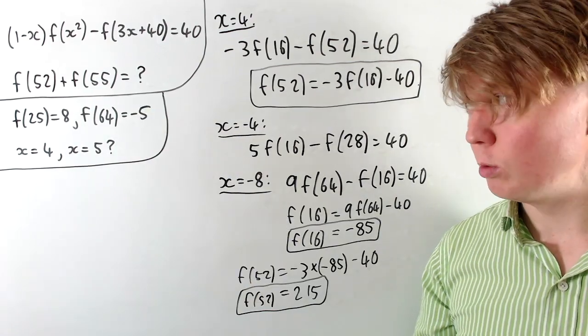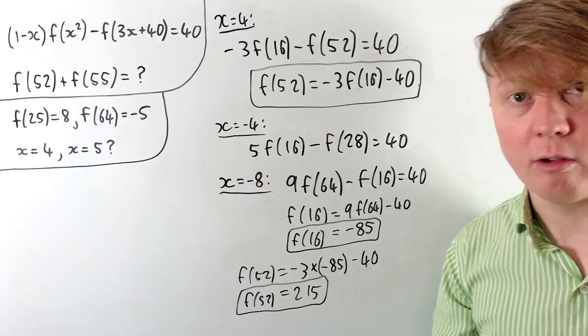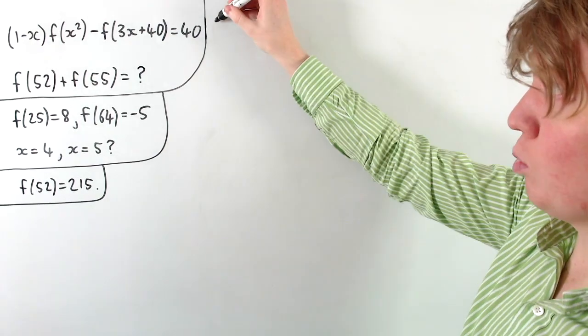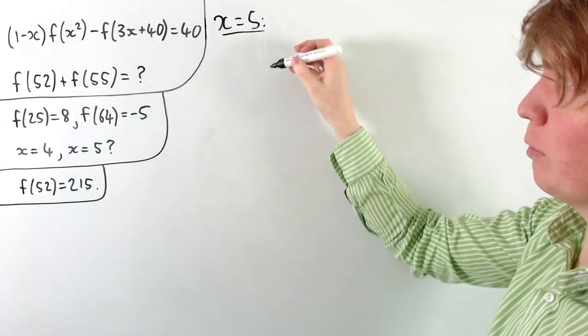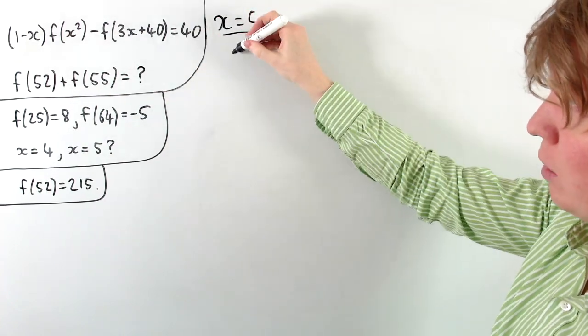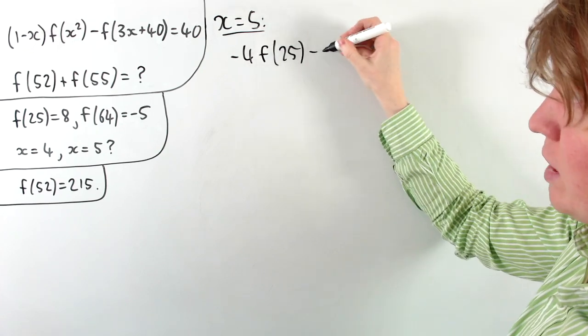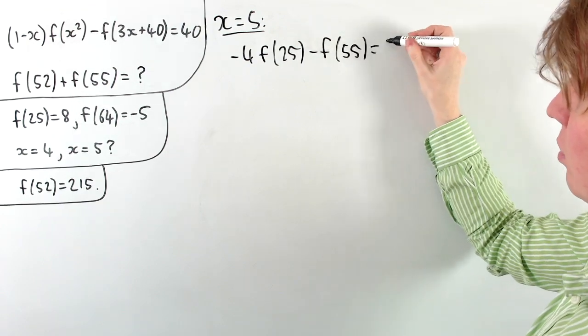So now we've found the value of f of 52, and finally we need to find the value of f of 55. So we'll go back to substituting in x equals 5 and see where that gets us now. If we substitute in x equals 5 into our functional equation, it should allow us to find f of 55 eventually. So 1 minus 5 gives us negative 4 times f of 5 squared, which is 25, and then here we've got f of 55, and this is all equal to 40.